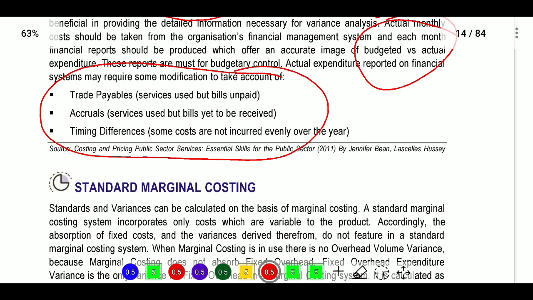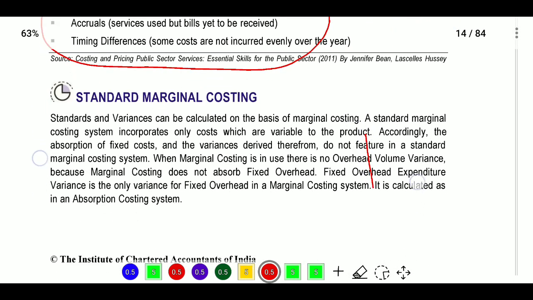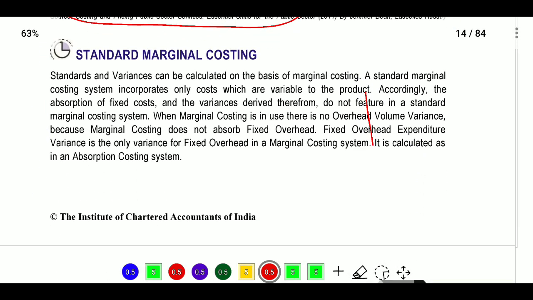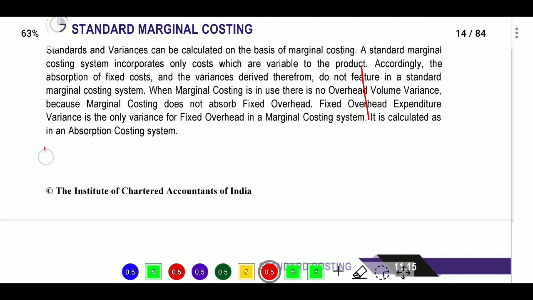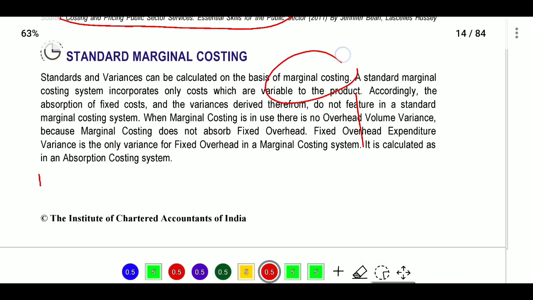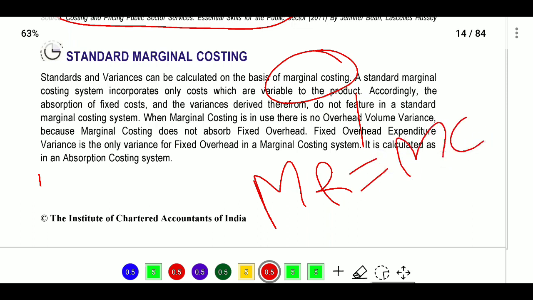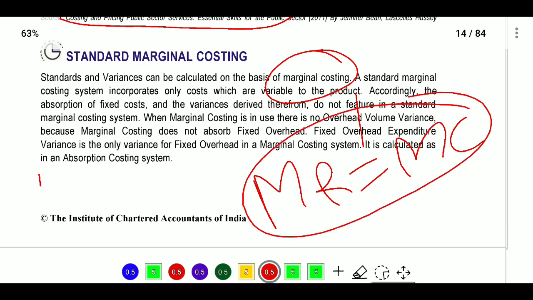Next, standard marginal cost. Here standard marginal cost means standards and variances can be calculated based on marginal costing. In profit maximization, MR is equal to MC. We saw this in the last chapter, where we discussed price realization. MC is equal to MR, and when we want marginal revenue, we will find out the MC. For that MC, they are providing it here.